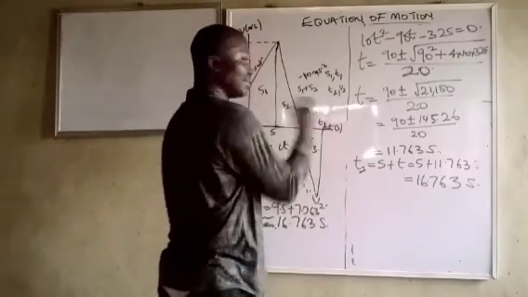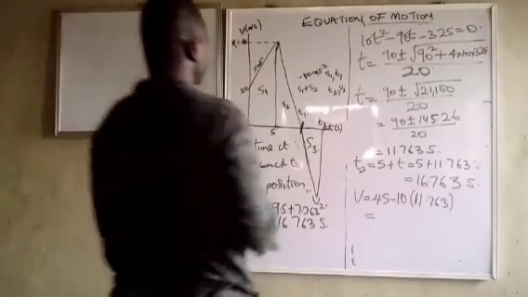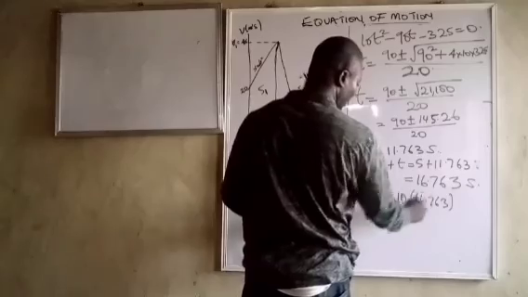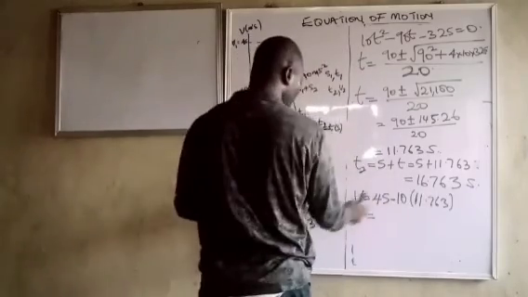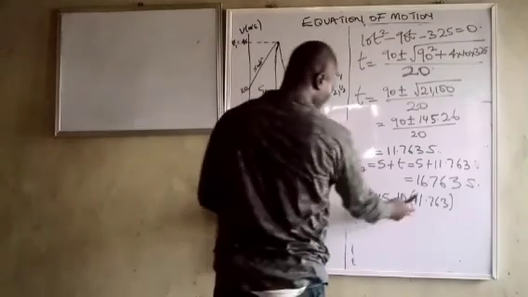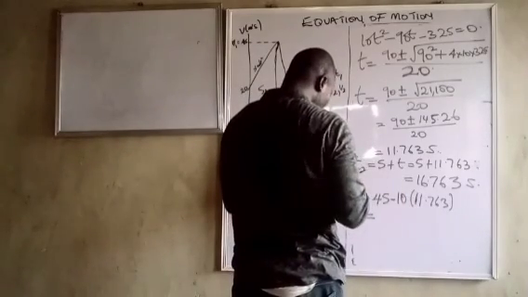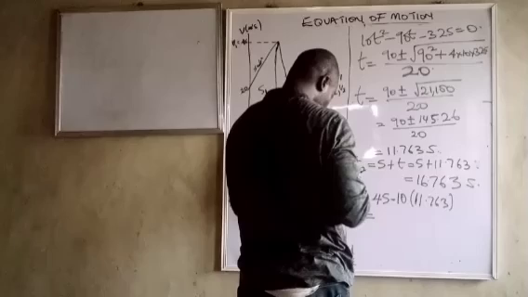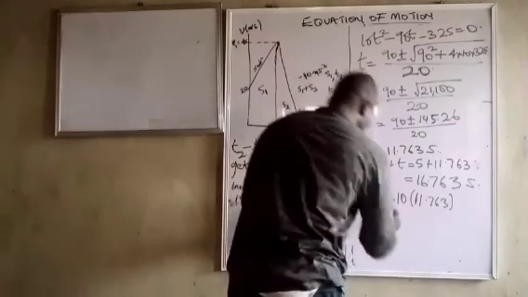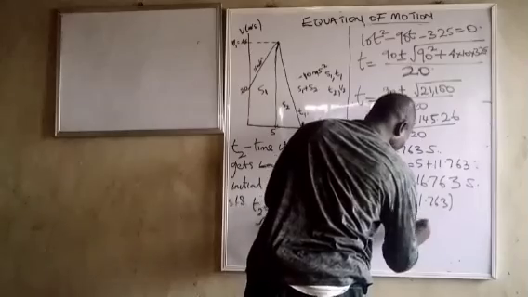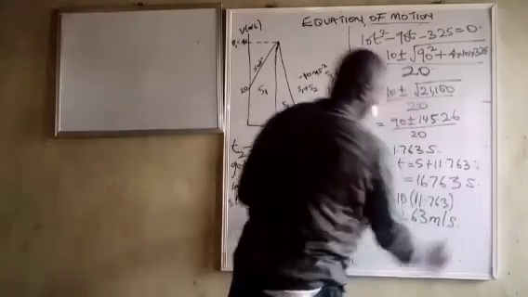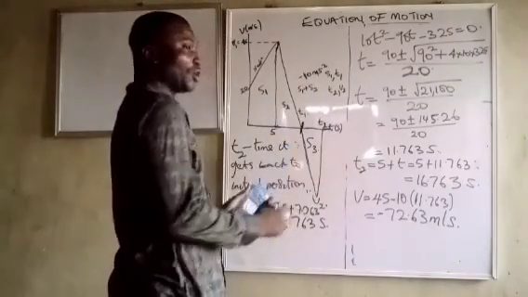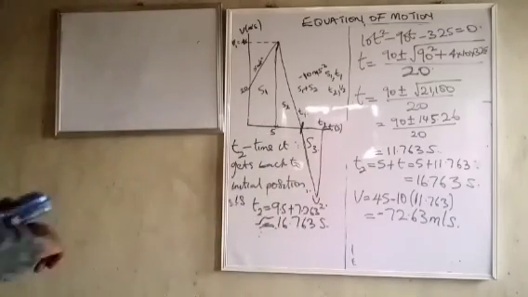And now if you are asked to find the velocity at this point, since the motion is from this place to this place, the time we consider now is 11.763. So v at this point is going to be 45, this is our initial velocity, minus 10 times 11.763. That is minus 72.63 meters per second. So sometimes you may not go through graph. Just make sure you work it stage by stage, and you get your answer easily.